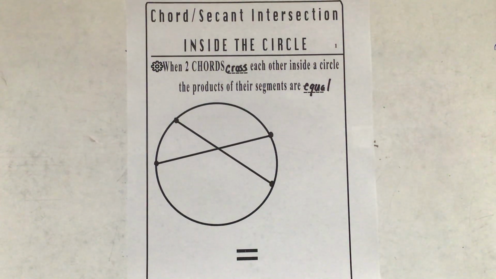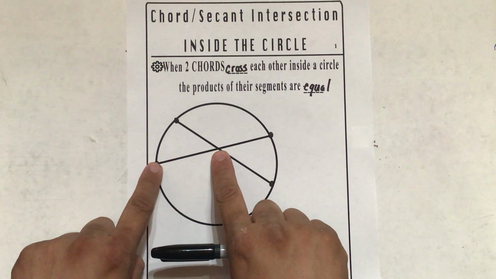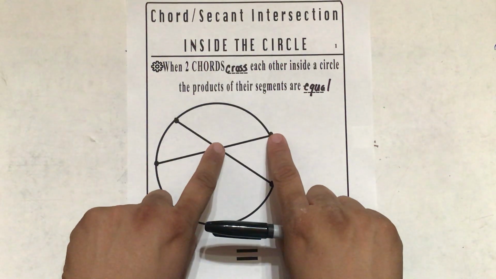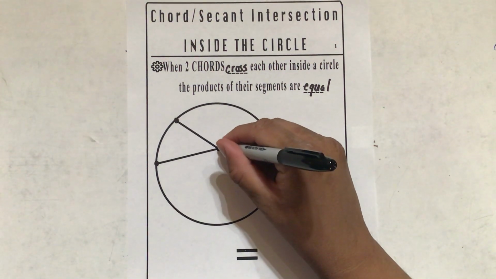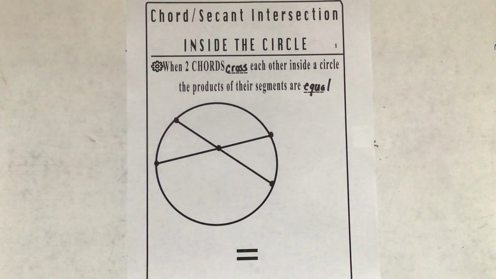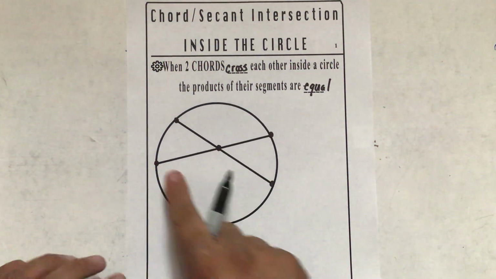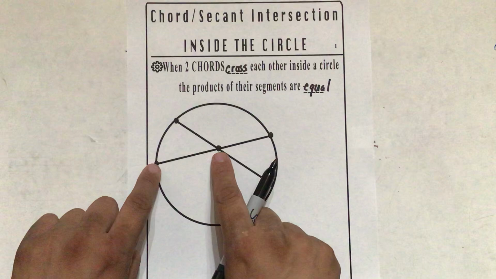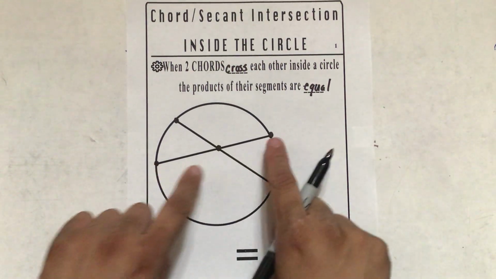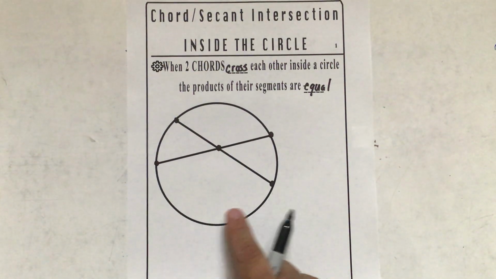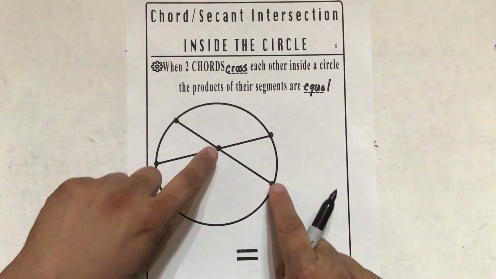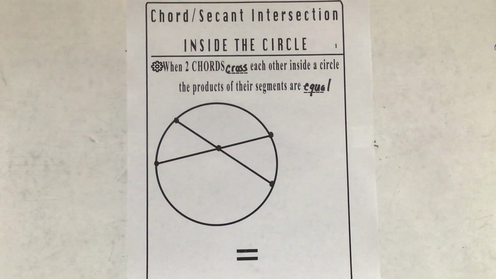So each chord has two segments. There's this segment here and this segment here. So when they cross, they create a point, and it creates four segments. On this chord, it creates a segment here and a segment there. On this chord, it creates a segment here and a segment there.